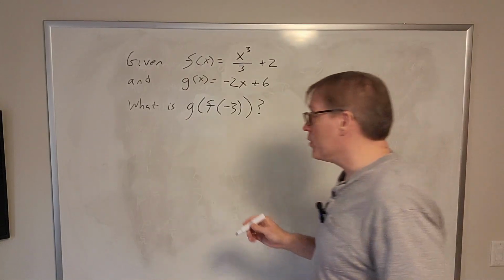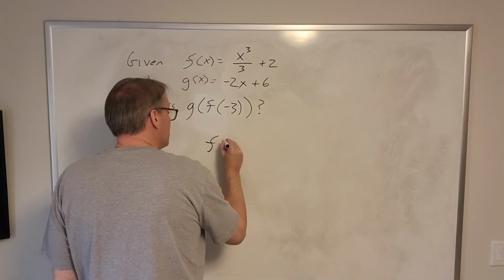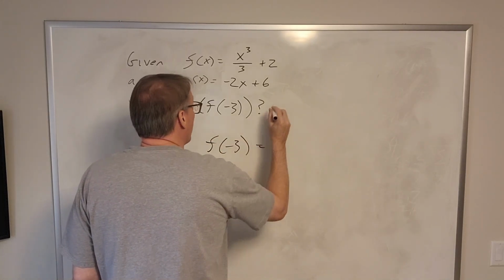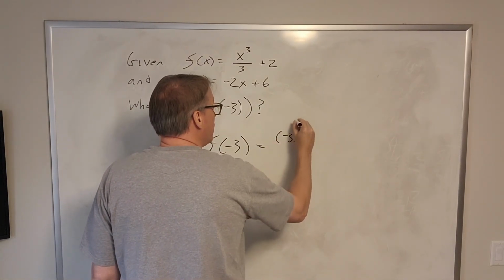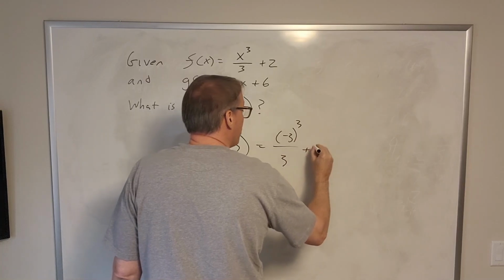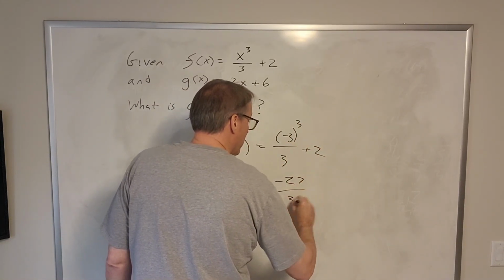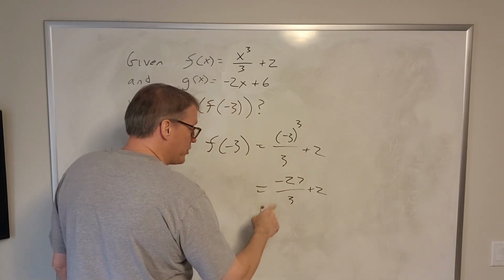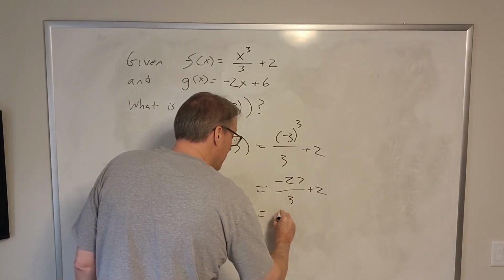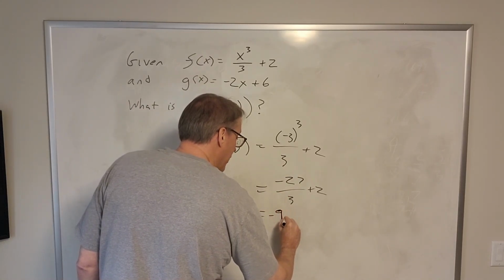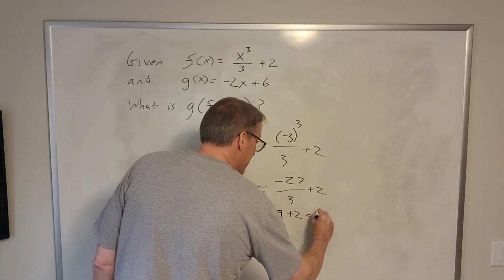All right, what's f of minus 3? Well, that's going to be minus 3 cubed over 3 plus 2. Minus 3 cubed is going to be minus 27 over 3 plus 2. 27 over 3 is 9, so it's minus 9, plus 2, which equals minus 7.